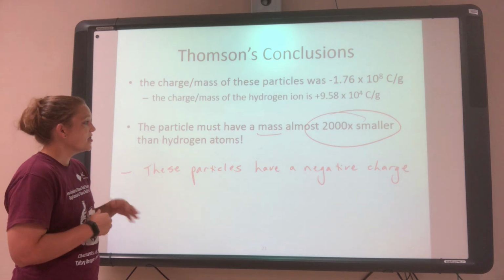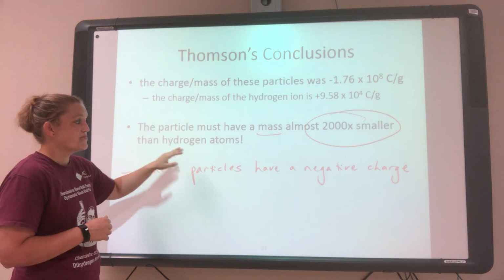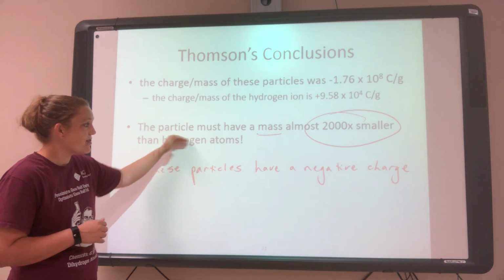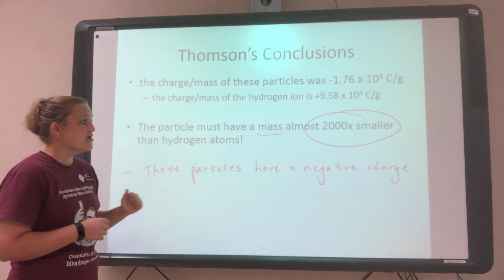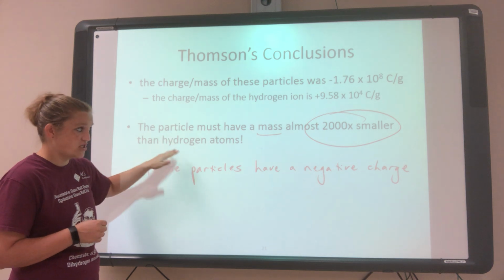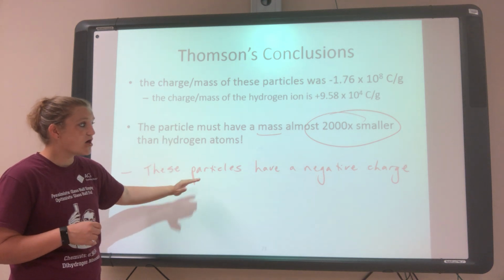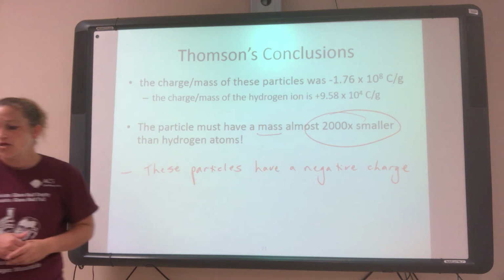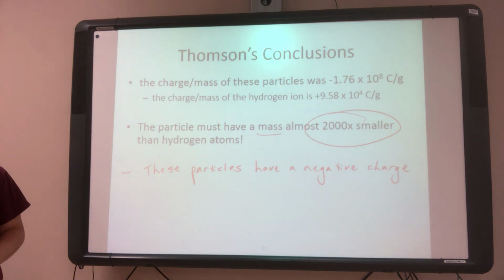Okay. So what he discovered was this particle, its mass was 2,000 times smaller than the hydrogen atom. The hydrogen atom is our smallest. So he realizes that this is something much, much smaller. So it has a negative charge and it's really, really small mass-wise. Okay? So this is what he discovers these particles are.